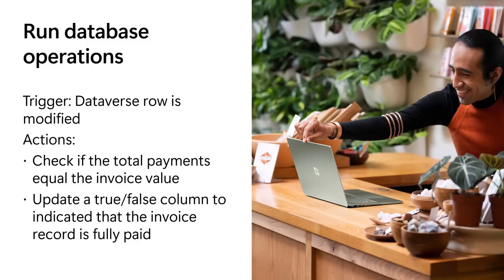It's extremely popular to run data operations and have Power Automate Cloudflows that are triggered based on these. The trigger in this case could be when a Dataverse row is modified. The flow could check whether or not the total payments equal the invoice value, and if they are, update a true-false column within the Dataverse table to indicate that the invoice record is fully paid.